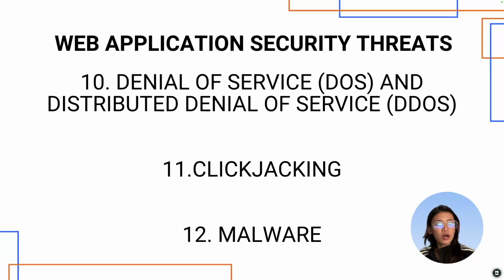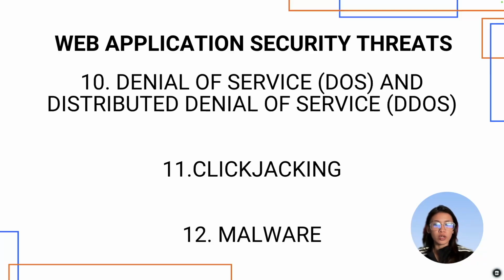Number 11, we also have clickjacking. So this one involves tricking a user into clicking on something different from what they perceive. So unauthorized actions performed on behalf of the user is an impact of this one, the clickjacking. But to prevent this, we can use the X-Frame-Options header to prevent framing and implement clickjacking defenses.